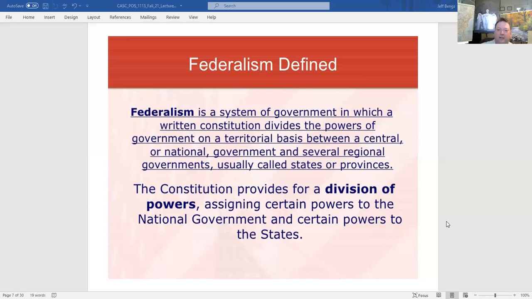So it's a system of government where a written constitution divides the powers on a territorial basis between the central or national government and several regional governments. And again, at the time, we had 13 regional governments or 13 states.